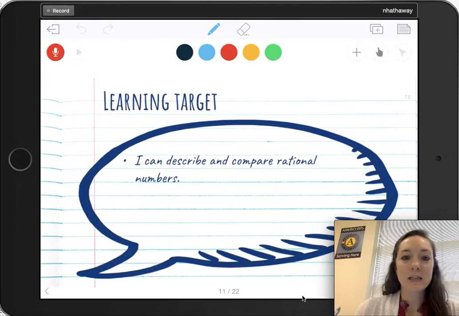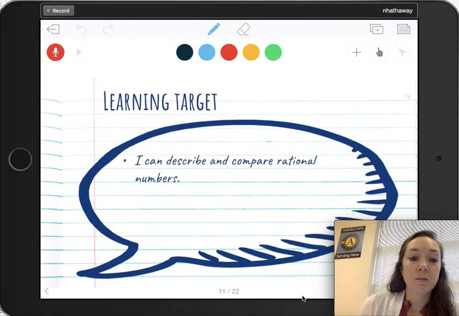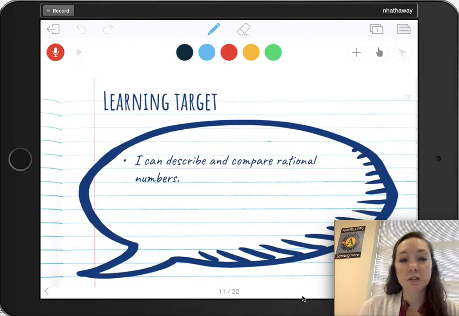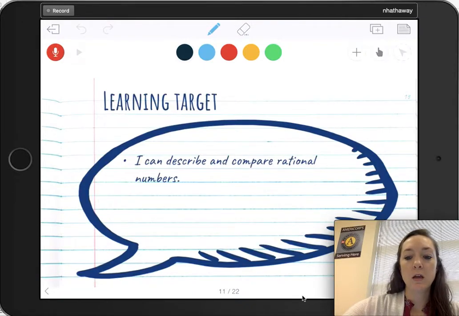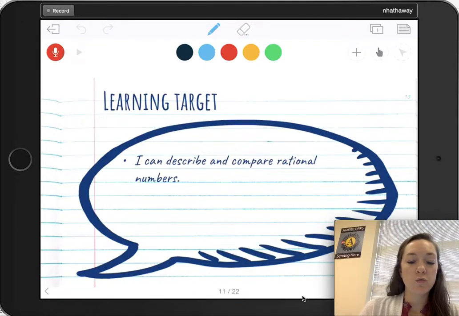Hey math friends. So today we are going to start something new, and this should be review for most of us, but just to make sure that we are clear on it and understand it before we move on. So we are going to talk about rational numbers today, and you guys last year worked on integers on a number line. Today we're going to talk about rational numbers on a number line.